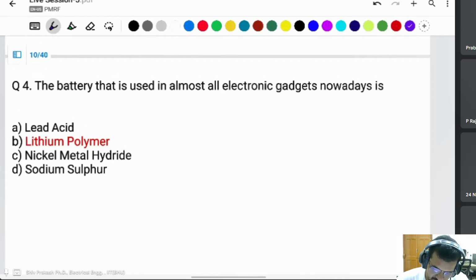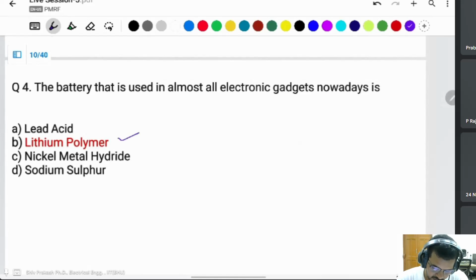The battery that is used in almost all electronic gadgets nowadays, it means mobile, laptop, video game like that, is the lithium polymer, lithium battery. Lead acid, no. Lead acid battery requires a chemical like acid. There is no acid in your mobile battery. This is the lithium polymer, dry battery. Sodium sulfate is also there, but it is not used in mobile. What is the lithium polymer?